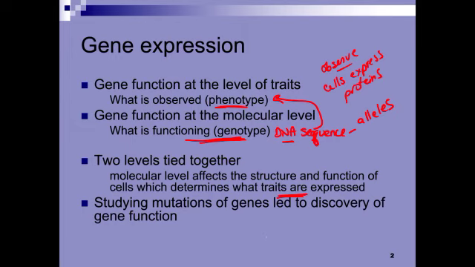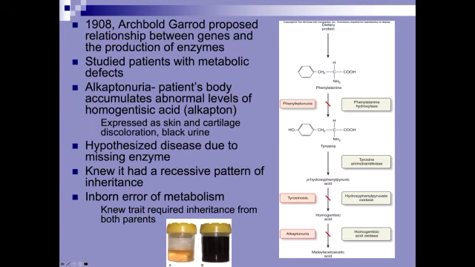So by looking at the function of a gene, we do this by looking at its DNA, the sequence of the DNA for that gene. Archibald Garrod was one of the first people to start describing the relationship between a gene and the production of an enzyme. The first proteins that were really studied were enzymes because those are functional proteins.